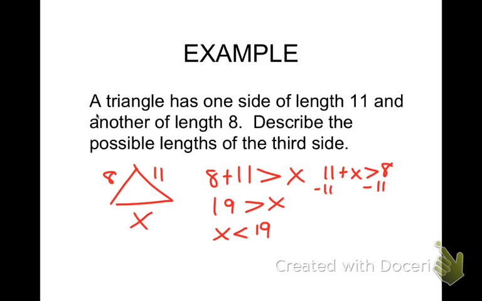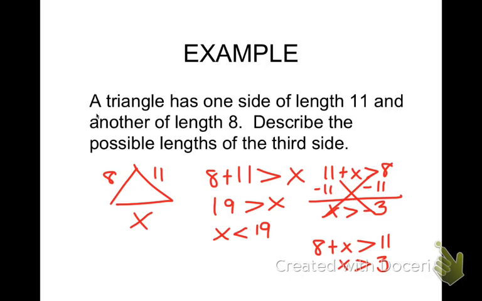Subtract 11 from both sides. So then I get X needs to be greater than negative 3. Well, can I have a negative length of a triangle? No. So that one probably is not going to matter. What's the third option of adding two things together? Plus. So 8 plus X is greater than 11, which means X needs to be greater than 3. Okay, so we're going to ignore the negative.